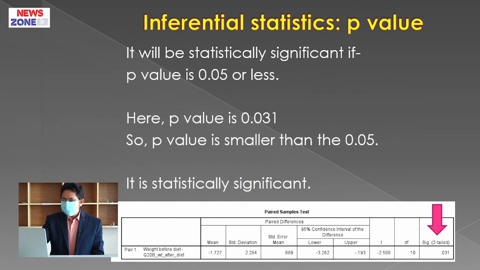So, next option is p value. Here in the last column we see significance two tailed. The value here is 0.031. We know that if the p value is 0.05 or less, then it is statistically significant. Here our p value is less than 0.05, that is 0.03. So, it is statistically significant.